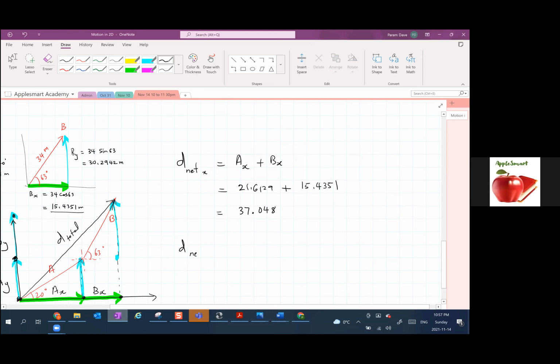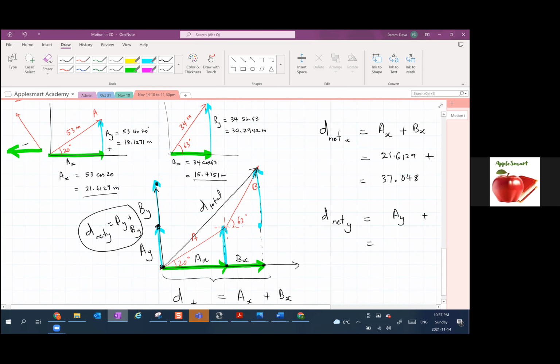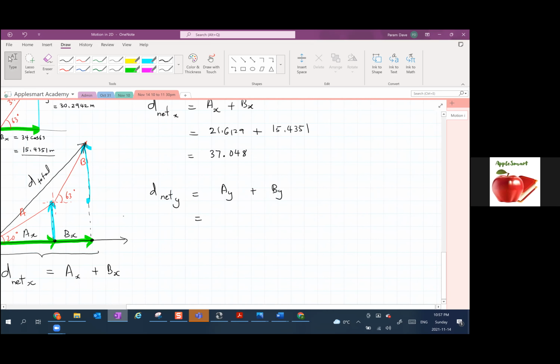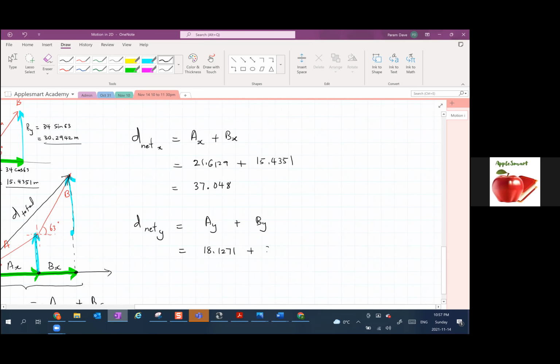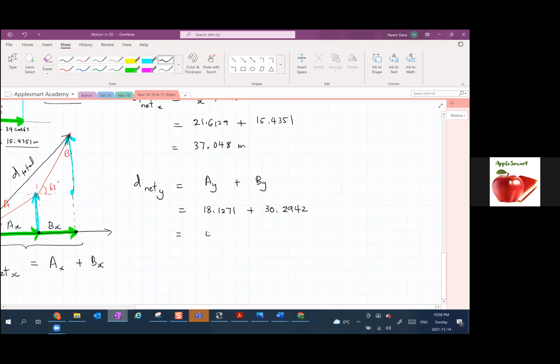And D net Y. You're going to add AY plus BY together. AY was 18.1271 plus BY is 30.2942. Okay, can somebody add those two for me? 48.4213. 4213 meters. All right, perfect.